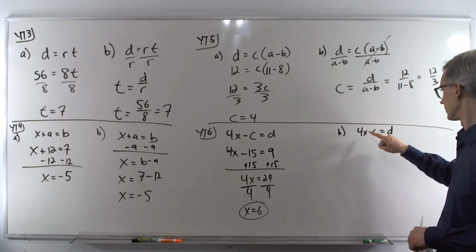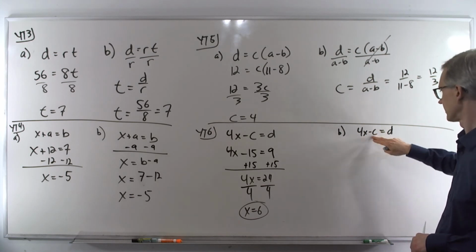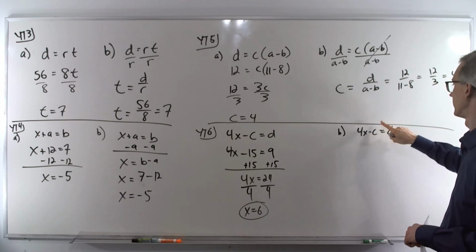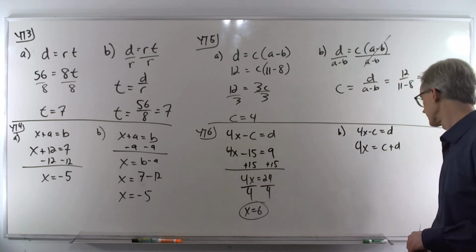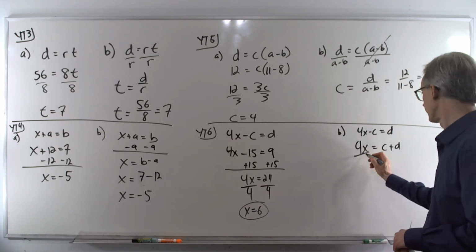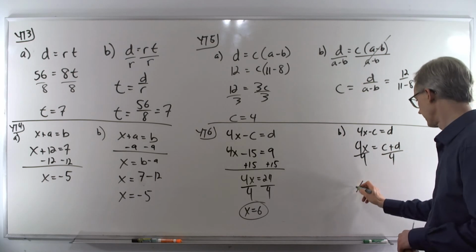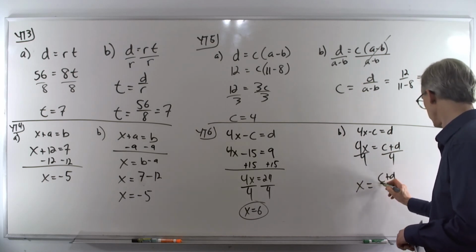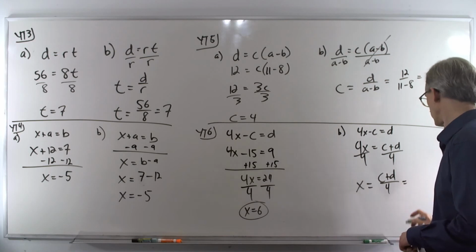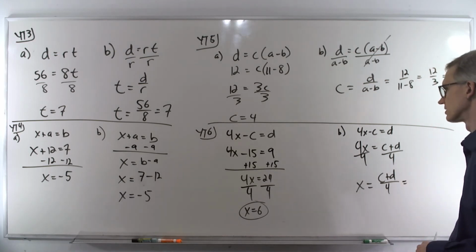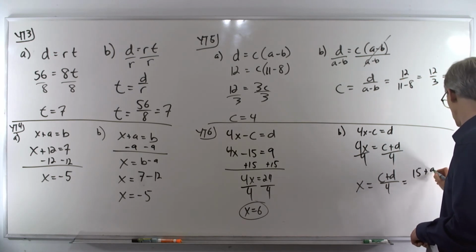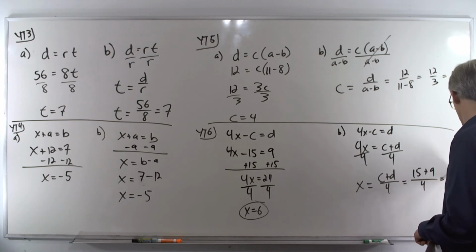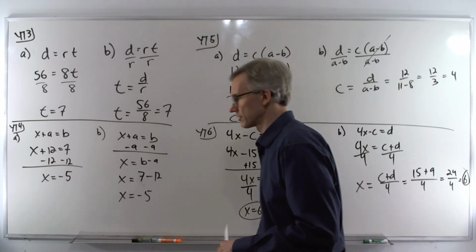Now over here, we are going to solve for x. So I'm going to take the c term and move it over here. It turns from negative to positive. So 4x equals c plus d, and then divide by 4, and we get x by itself. x equals c plus d over 4. So c is 15, and d is 9. And we get a 6 there as well.